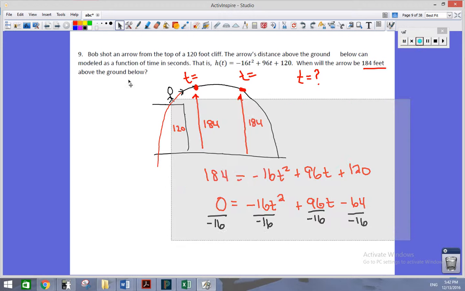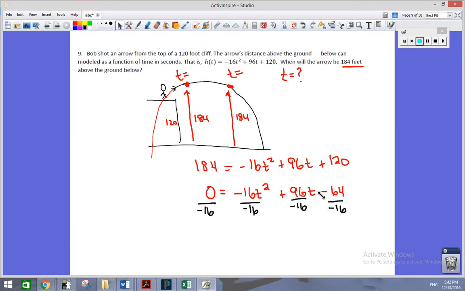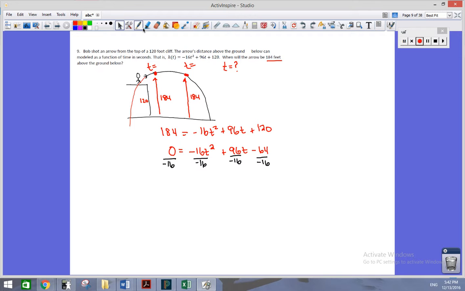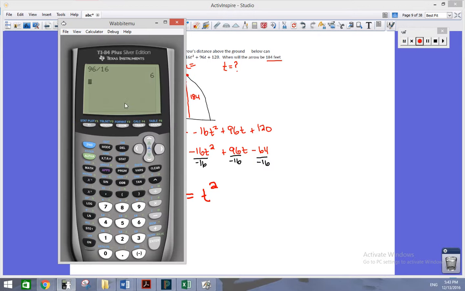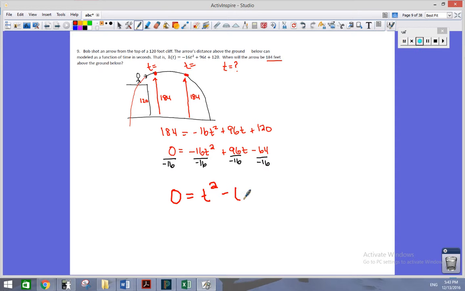I guess I could have used the original values and let the calculator do the work with the quadratic formula, but when I see the numbers are going to get smaller, I hope that maybe I can factor it. On the left-hand side, I get 0. Negative 16 divided by negative 16 is just 1, and I get 1t squared. 96 divided by 16 is 6, but only it'll be negative. Negative divided by negative is positive, and 64 divided by 16 is 4.